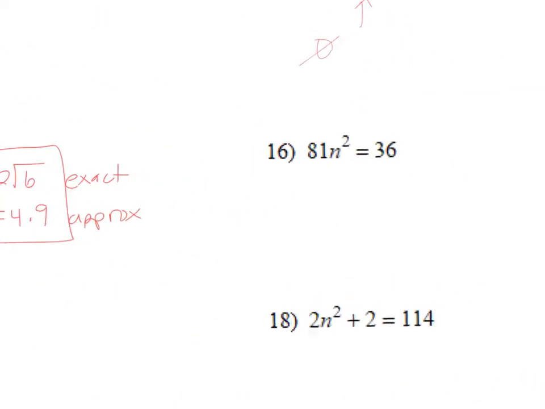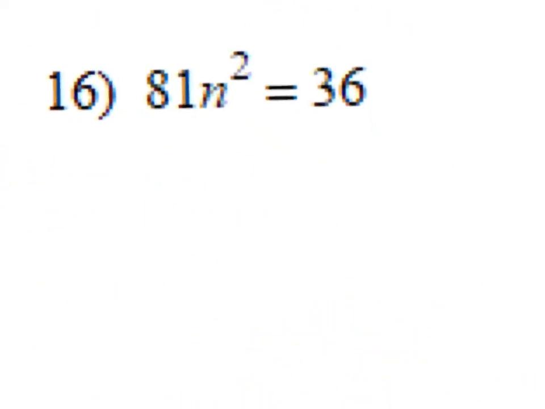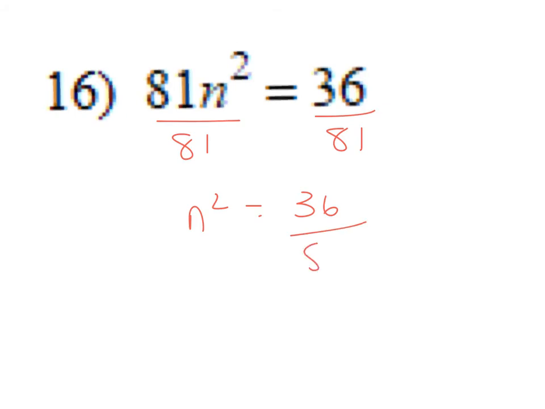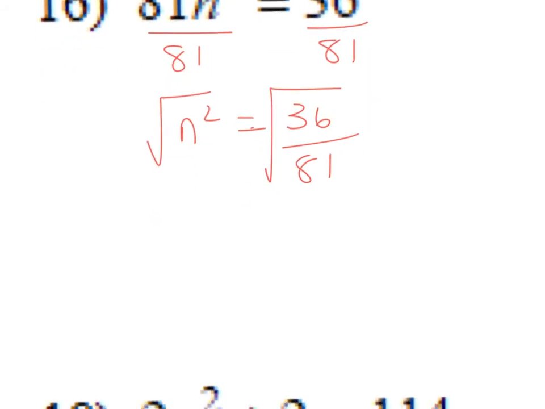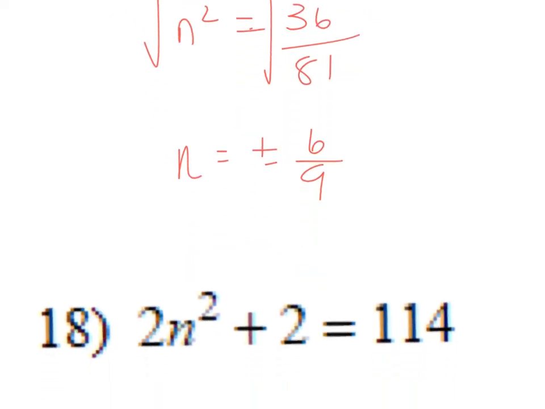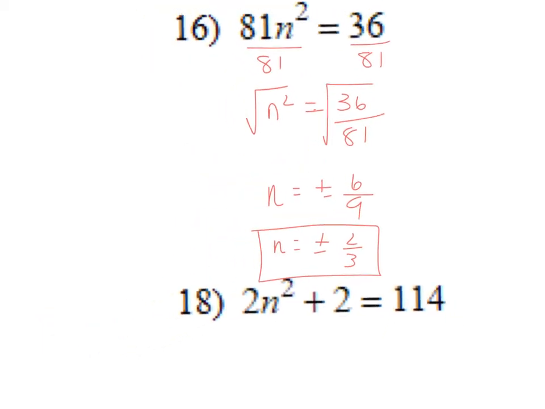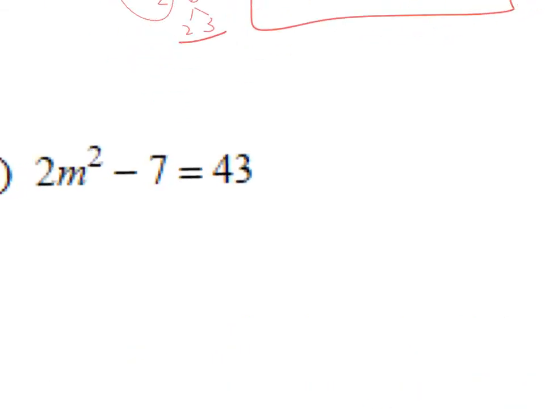Okay, all right. So this guy, I'm going to go ahead and got to divide by 81 on both sides. So I get n squared equals 36 divided by 81. Now in this case, when I square root both sides, I do know the square root of 36 and I know the square root of 81. So I'm going to end up with plus or minus 6/9. Now you do need to go ahead and reduce that fraction to plus or minus 2/3. So please don't forget to reduce fractions if you need to. Okay. All right, going to the next guy here.